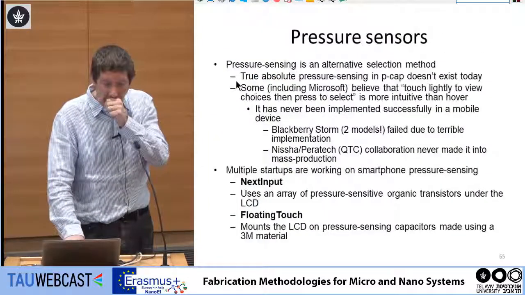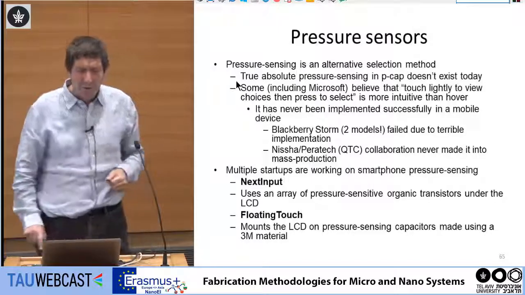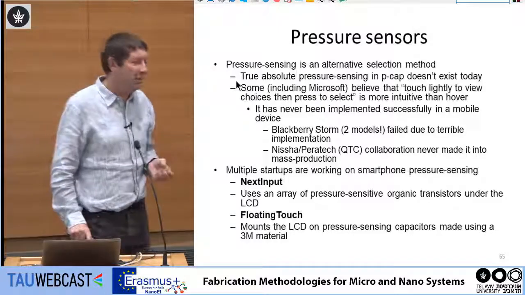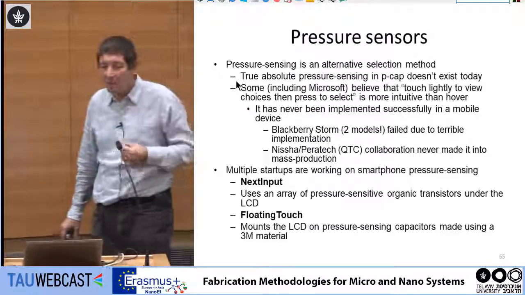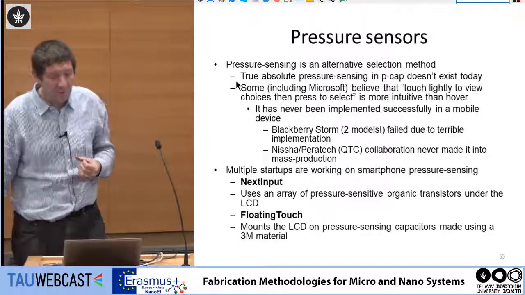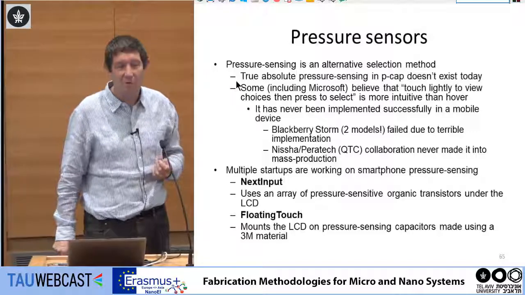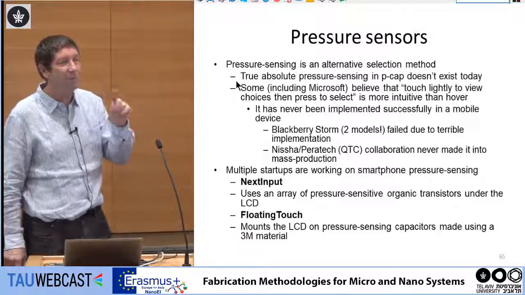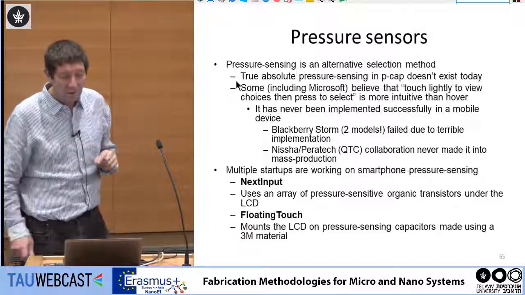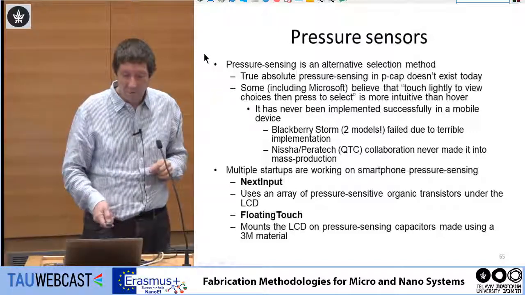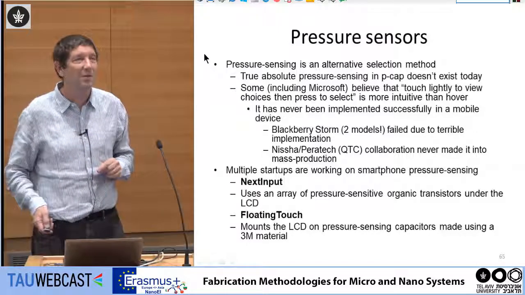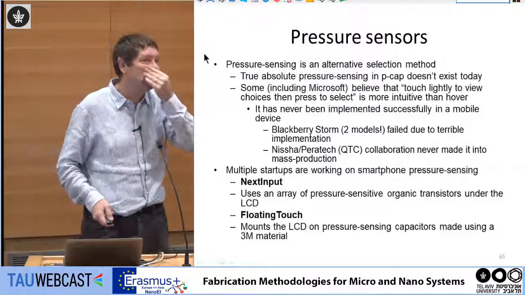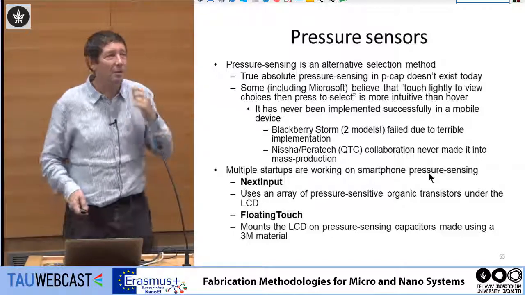This is one method to make touchscreens. Another family of touchscreens are what's called pressure sensors. For every pixel, you put a pressure sensor. Now, if you look at the bottom, it says multiple startups are working on smartphone pressure sensing today, which means it's not yet out in the market.